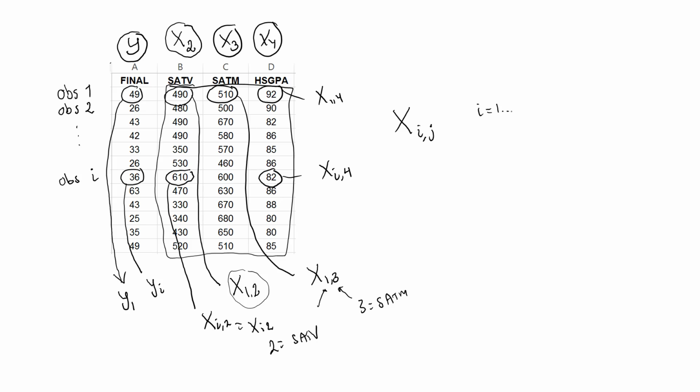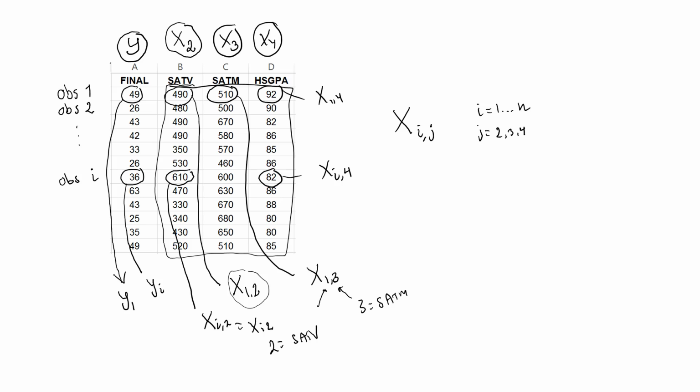So i would be some number between 1 and n, referring to which student it is, and j would be any number between 2 and 4, referring to exactly which of the x variables we're thinking about. But we'll now try to create a model which allows all three of them to influence the final result.